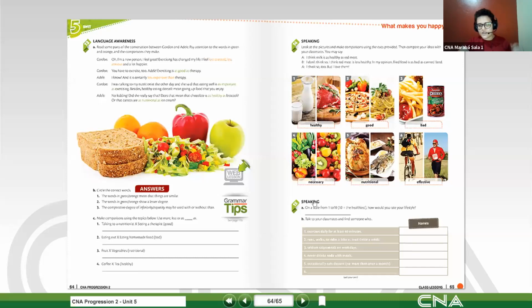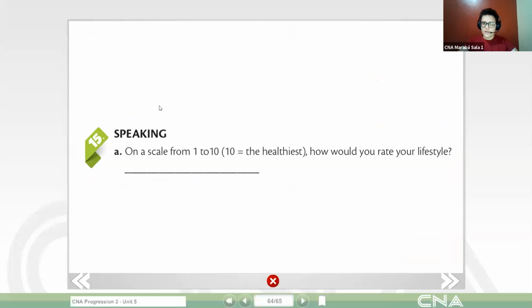Activity 15. We have here a question. On a scale of 1 to 10, 10 is the healthiest, how would you rate your lifestyle? For this question, you need to analyze how healthy you consider yourselves to be. For example, me, I would rate my lifestyle a 4. This is how I would rate how healthy my lifestyle is.